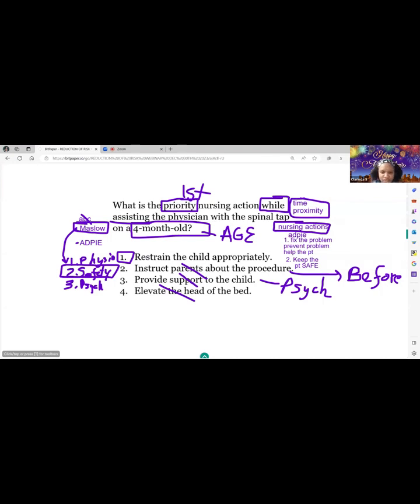That was a good question. This is like a top miss question. I see people miss this one all the time. So it gets you really thinking about using the strategy, because all of them sound like good things. They're all things that we may end up doing, but what is priority and when are we doing this? Is it during, after, before? That's a good thought. Any other questions on this one?